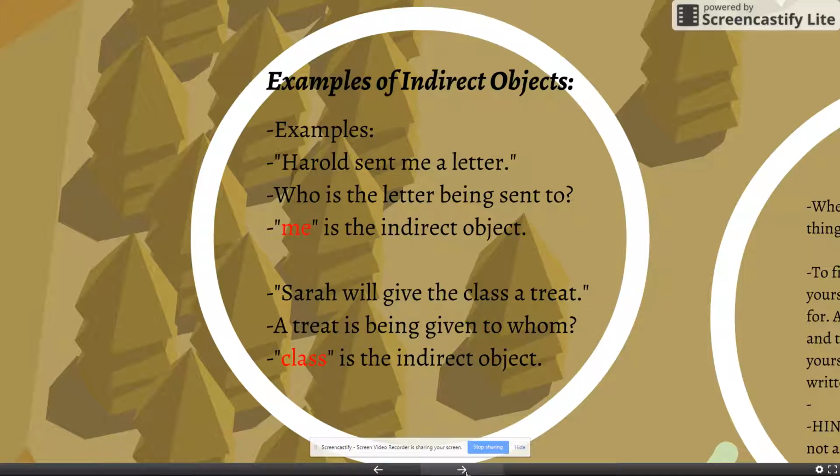Sarah will give the class a treat. In this case, the verb is will give. The answer to that is treat. So treat is your direct object. To whom or for whom is the treat being given? The class. Therefore, class is the indirect object.